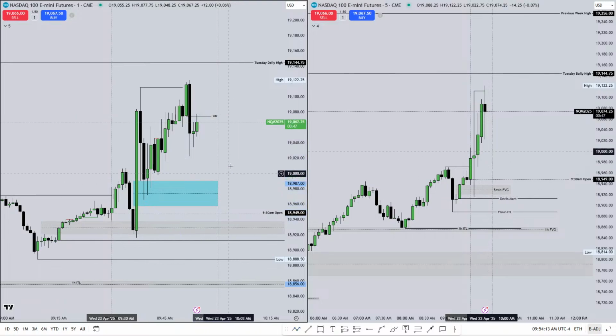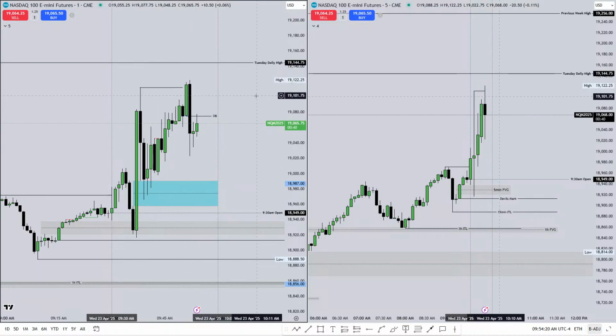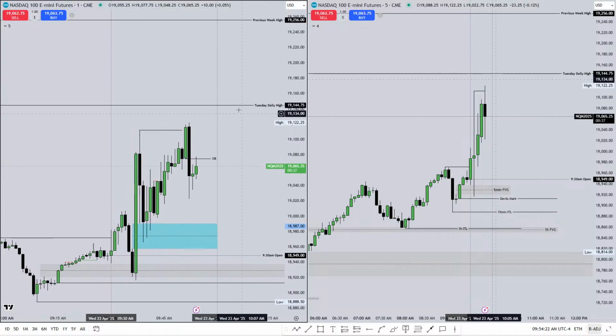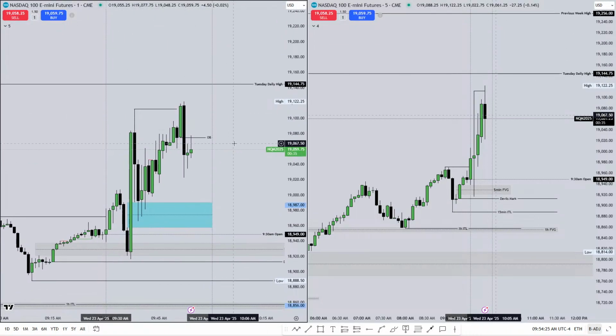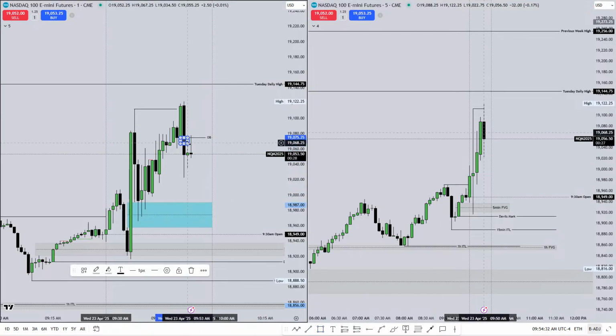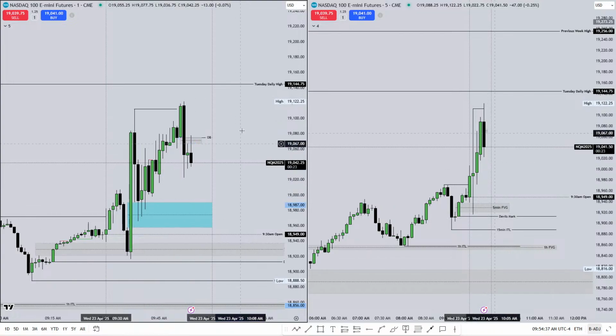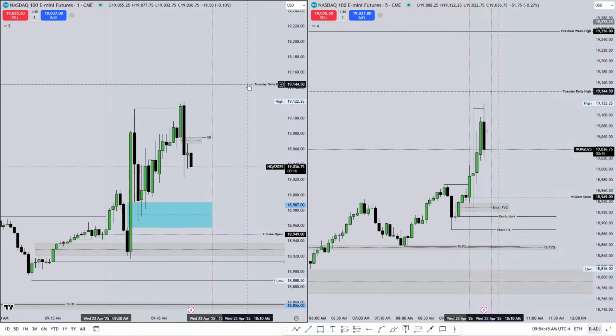Okay, now I want to see how we react here. Because if we take this, go above this easily, then Tuesday high is definitely in the scopes and potentially even previous week high. Actually, no, I don't think we go all the way up here right now. But we do have a fair value gap right here. I'm not going to take this. Although I do think this should work.